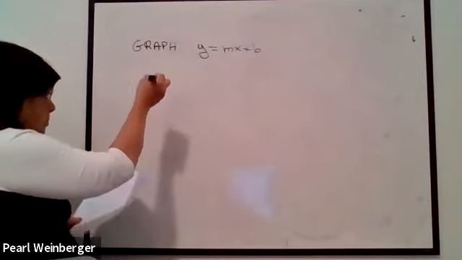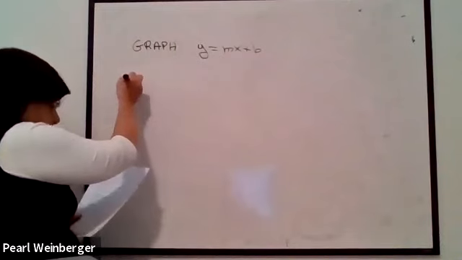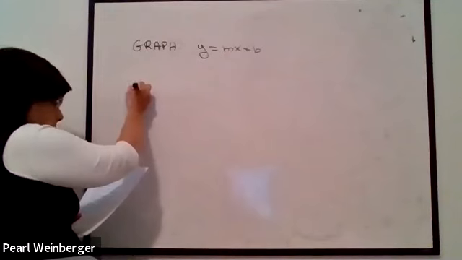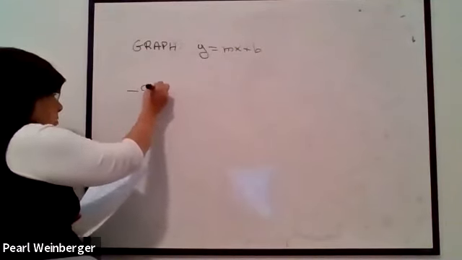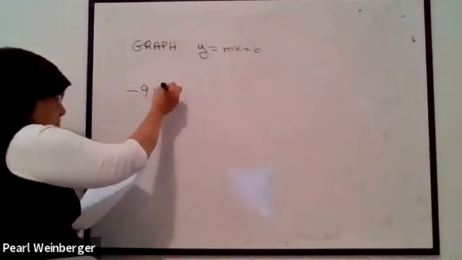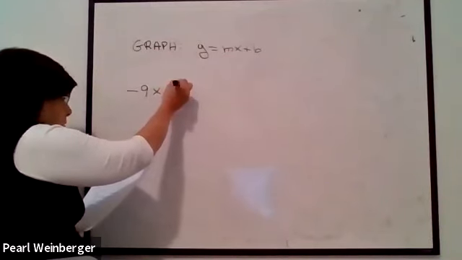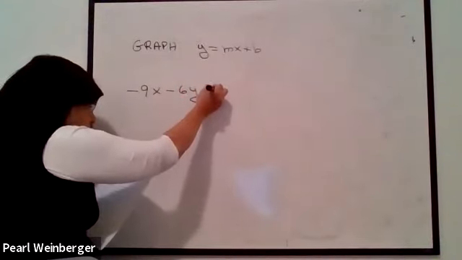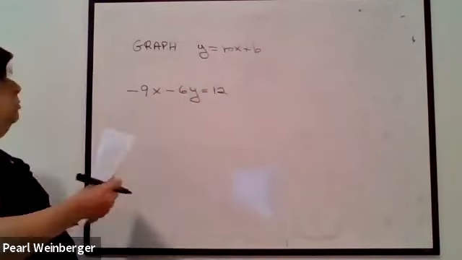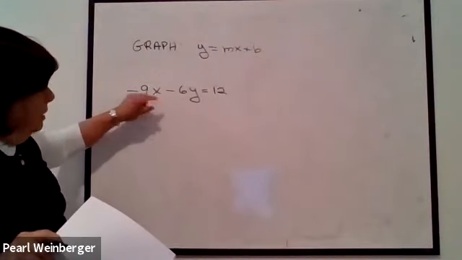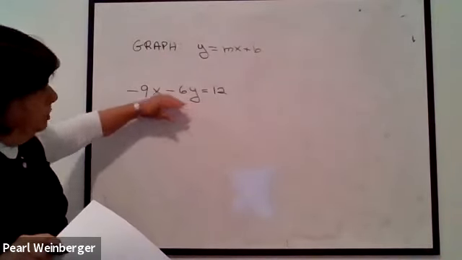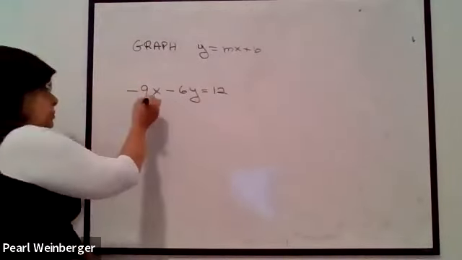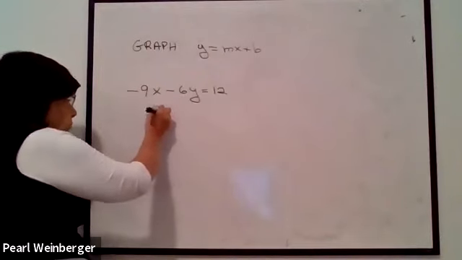Okay, so let's say we have negative 9x minus 6y equals 12. Remember, we know this is a graph of a line because there's no x squared or y squared. It's what we call a linear equation. I want you to find the slope of the line. What is the slope of the line?